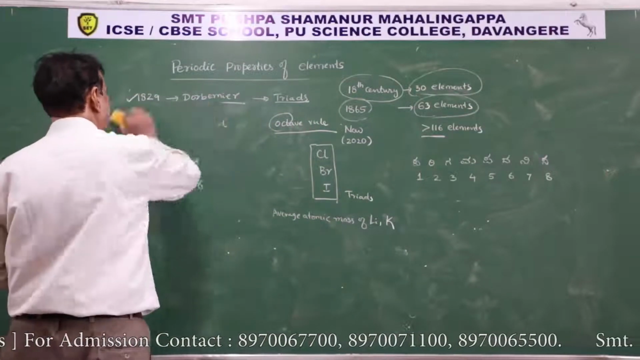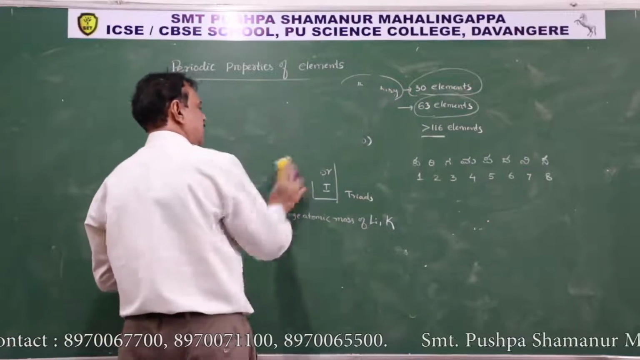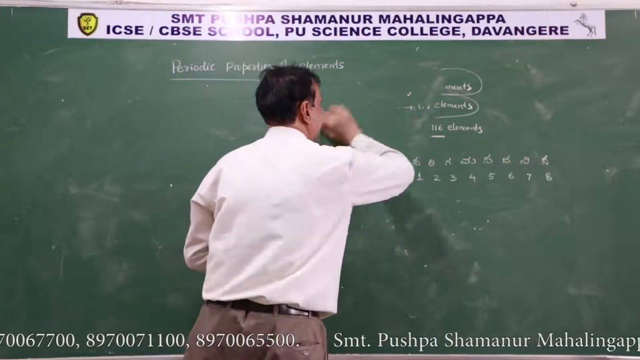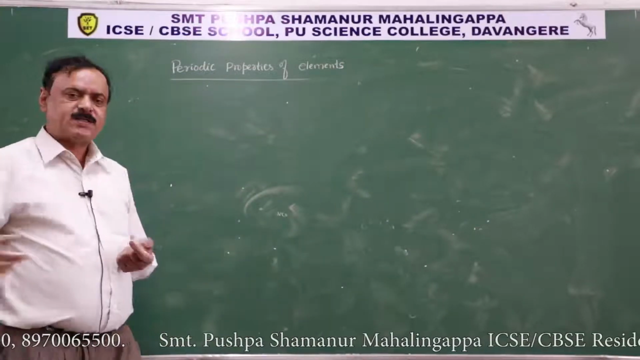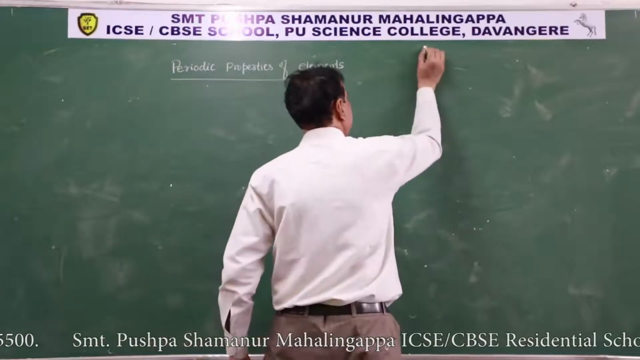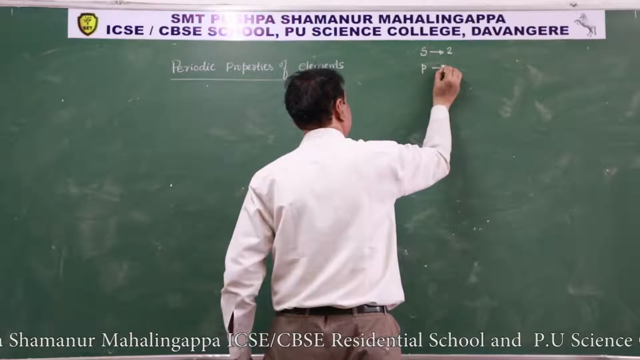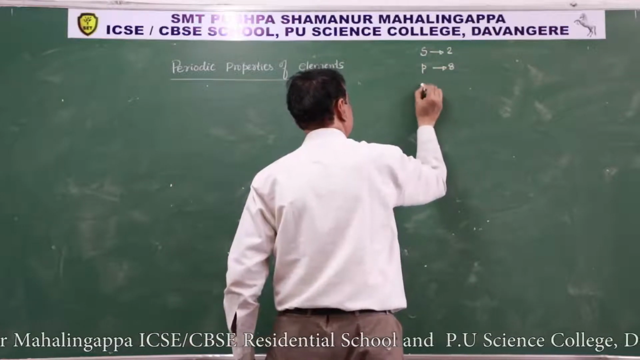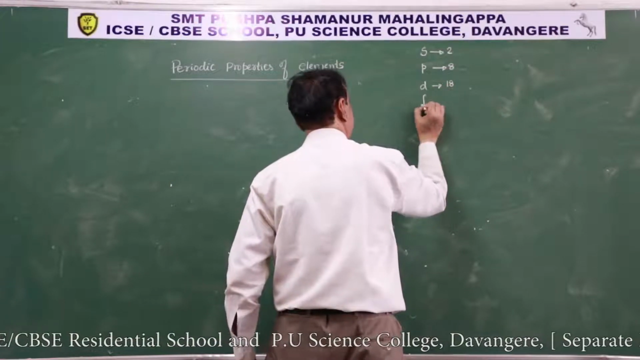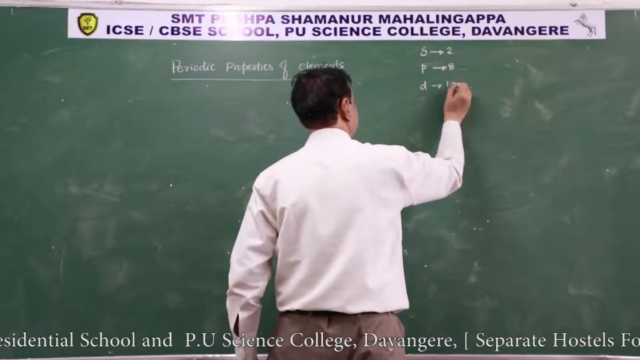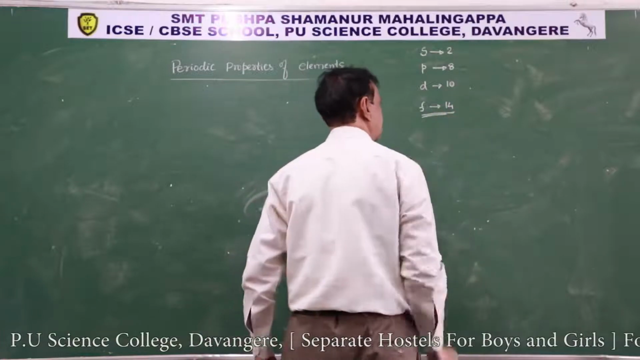What is the objective of classifying these elements in the modern periodic table? They are classified into 18 groups and 7 periods. Why? As I already mentioned, the s atomic orbital has capacity to accommodate 2 electrons, the p atomic orbital 6 electrons, the d atomic orbital 10 electrons, and the f atomic orbital 14 electrons.